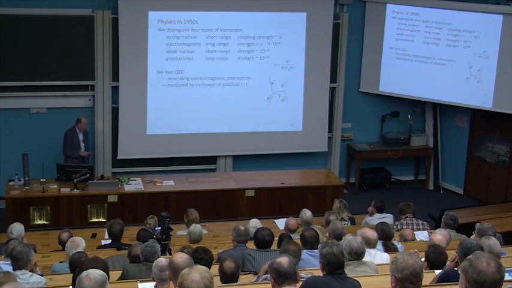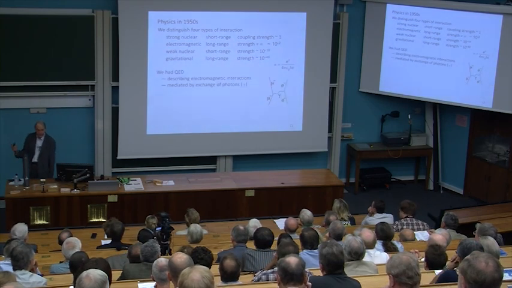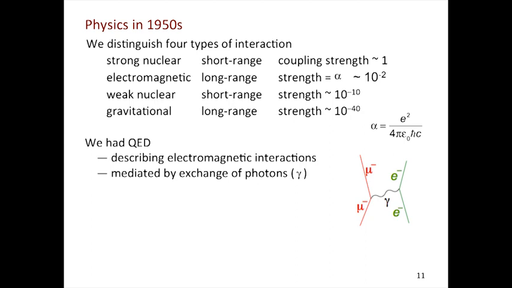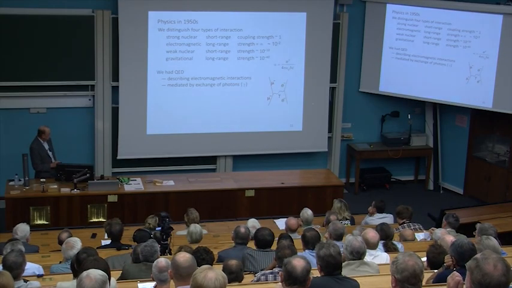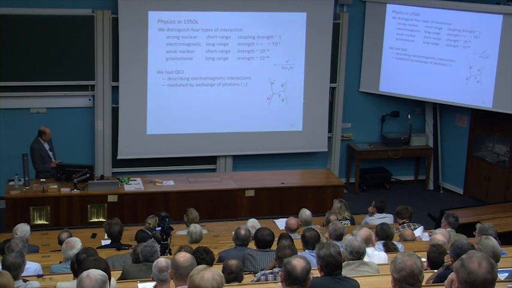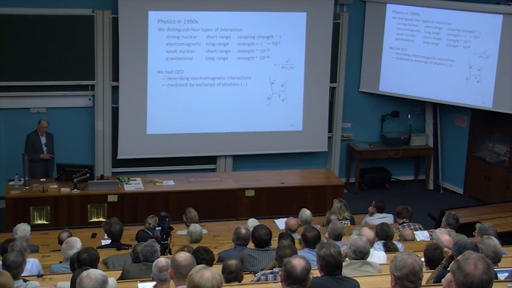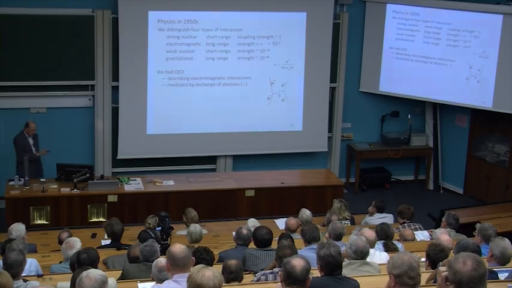And at that time, we had already developed immediately after the war a really successful, a wonderful theory of electromagnetic interactions, quantum electrodynamics, which was brought to a mature form in the late 40s, and which describes electromagnetic interactions. For example, this is a scattering process. Conventionally, time goes upwards in these diagrams. It's a scattering of a muon and an electron, and that happens by the exchange of a photon, or more than one photon, but the simplest one is that.